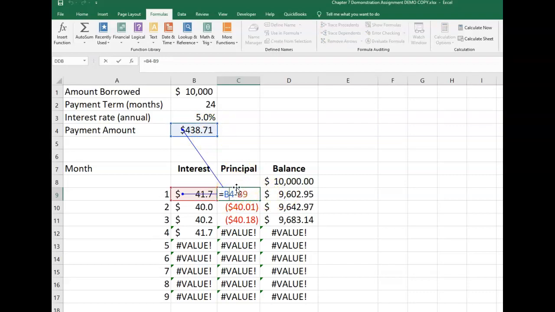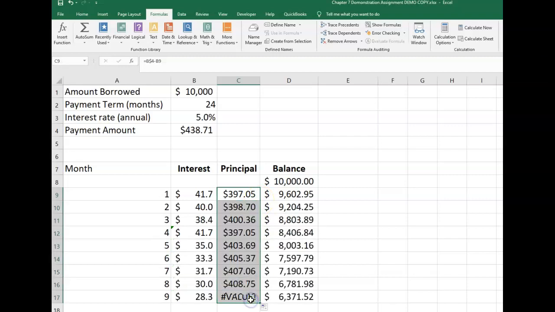B$4, enter, and now let's copy that down and see if that fixes column C, or at least the formulas in column C. Yeah, the formulas have been fixed.